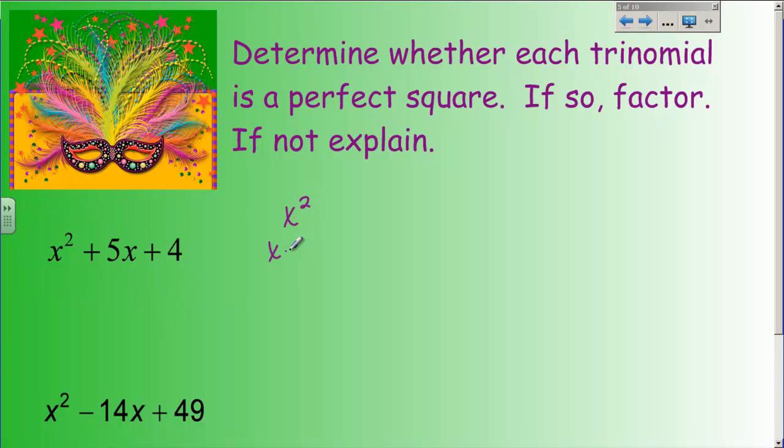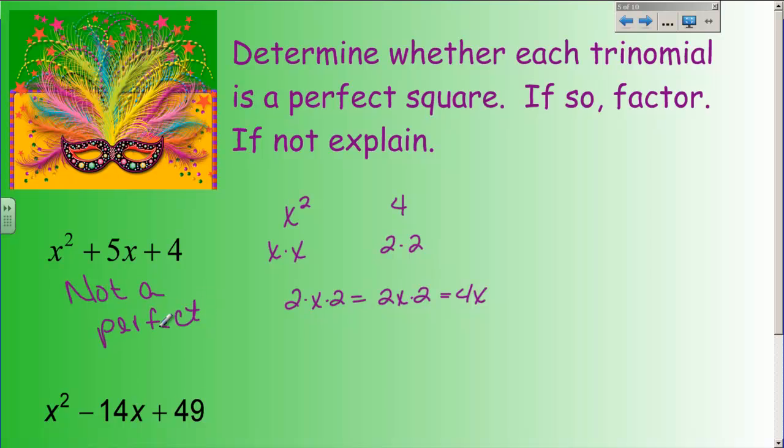So x squared is a perfect square. Its two factors are x times x. 4 is also a perfect square. Its two factors are 2 times 2. And if I check the middle term, 2 times x times 2 gives me 2x times 2, which is 4x. Well, 4x is not what I have in the middle, so this is not a perfect square. And again, it's for the same reason as the last one. It's because the middle term does not work out like it's supposed to. It's not 2 times a times b.